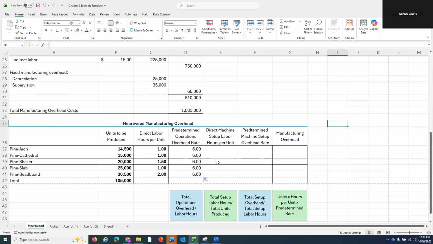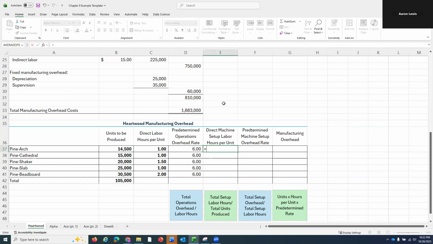Underneath, the next column we have to figure out is the direct machine setup labor hours that it's going to take for each unit. In this case, this is the quantity of the driver that we are going to have for that pool. For operations overhead, it was given in this problem that each one of these takes a certain amount of labor hours to do. Over here, we're going to figure out how many hours, across all five units on average, it takes to set up for one singular unit. I can do this by taking the total setup labor hours that are going to be required for all of production and dividing it by the total number of units that are going to be produced.